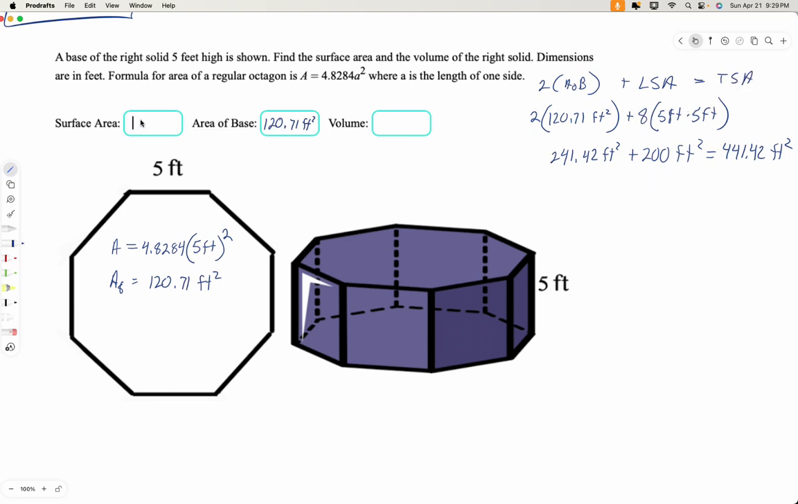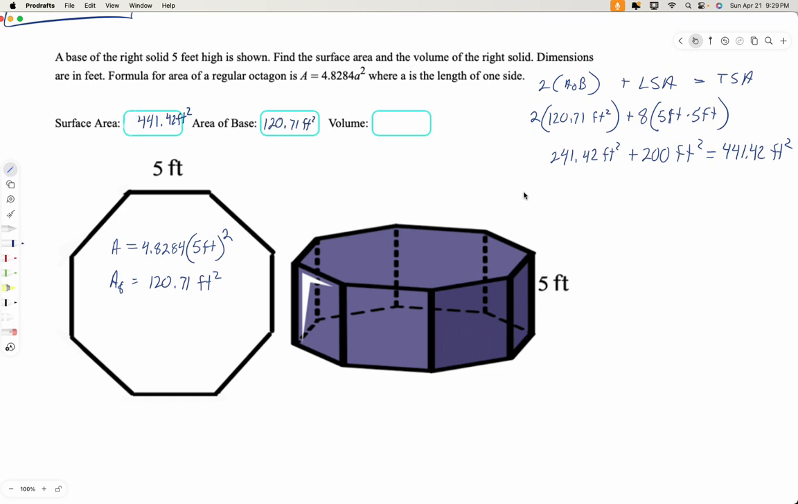So that goes here. This is just a cursor. Ignore that. Actually, let me put... Hang on. There we go. Now you really can't see it. All right, so 441.42 feet squared goes in that box.